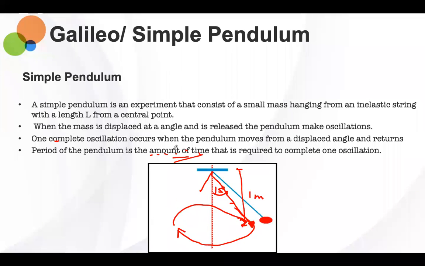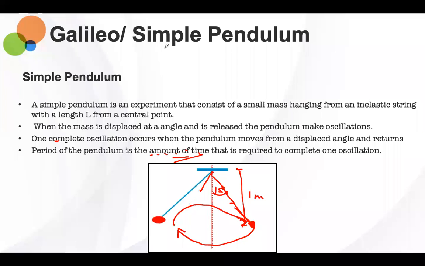All right, so let's continue. One oscillation is the movement of the pendulum from one side over to here. We see that it goes over here and then it returns back to its original position. That is considered one complete oscillation.